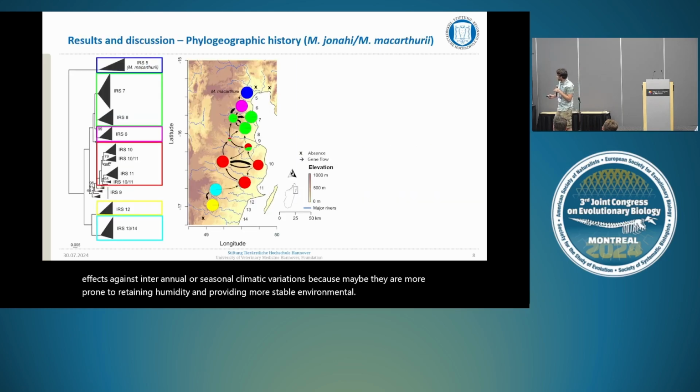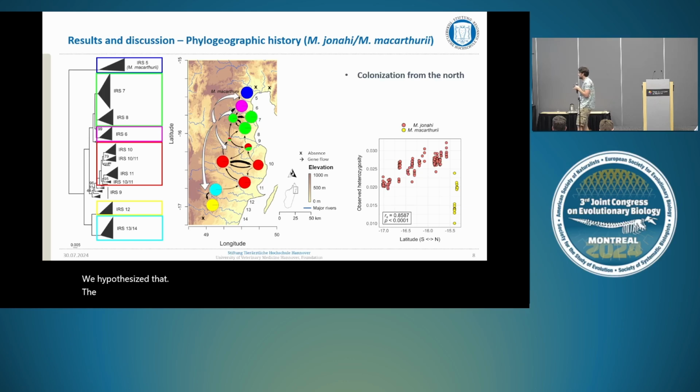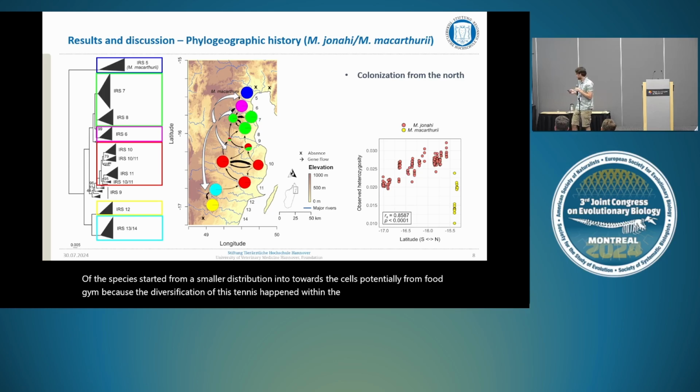So then when we looked at the phylogeny, these population structure findings were more or less confirmed. And given that the sister species is distributed in the far north of this species, and that we find this decline in genetic diversity here for Microcebus jonahi in red, with lower genetic diversities in the south of the region, we hypothesized that the range expansion of this species started from a smaller distribution towards the south, potentially from a refugium, because the diversification of this genus happened within the last 2 million years.